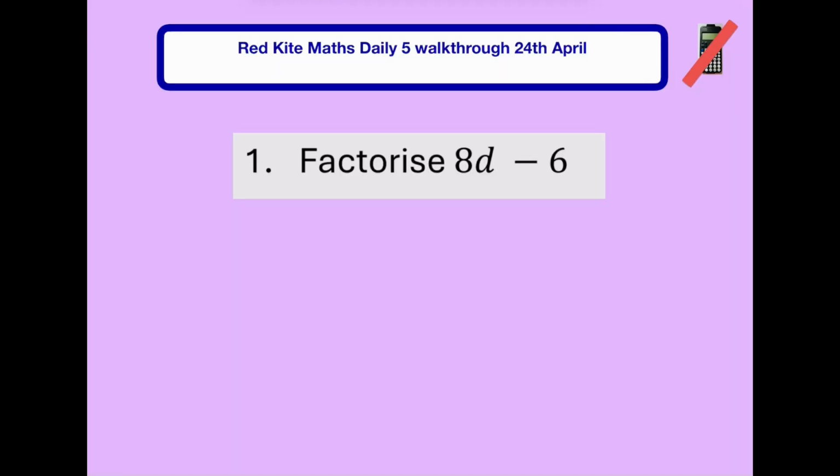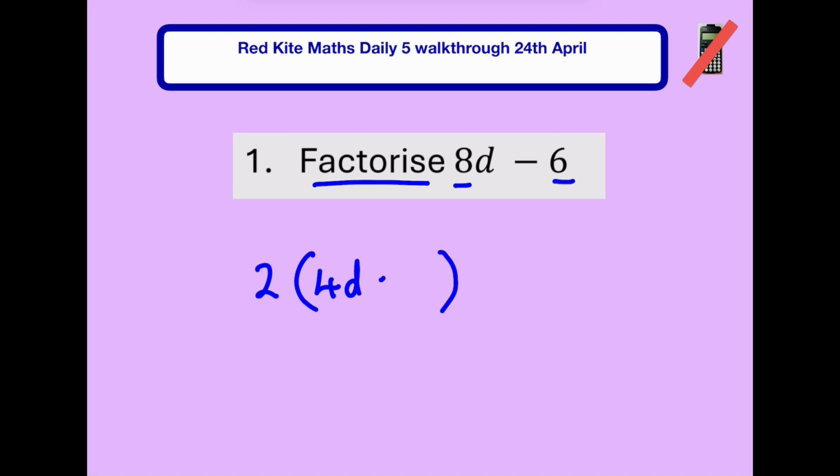Factorise 8d minus 6. When we see factorise, we think brackets, and then we have to think of a common factor that goes into 6 and 8. Now, this is nice and easy. It's straightforward. It's 2. Then I need to think 2 times what is 8d? So 2 times 4 is 8, and then we pop our d on.